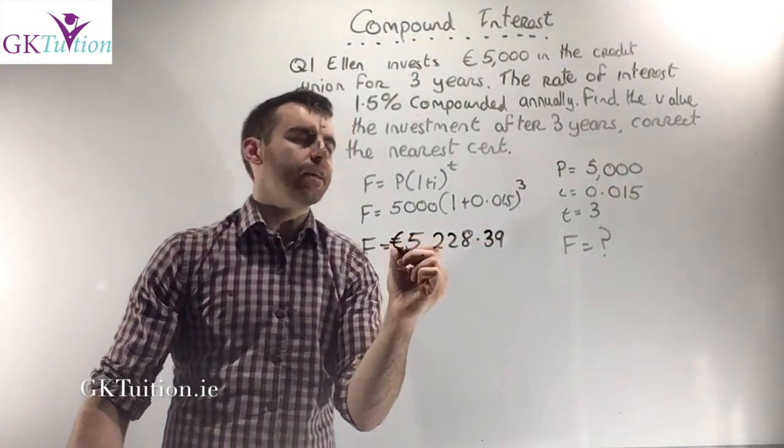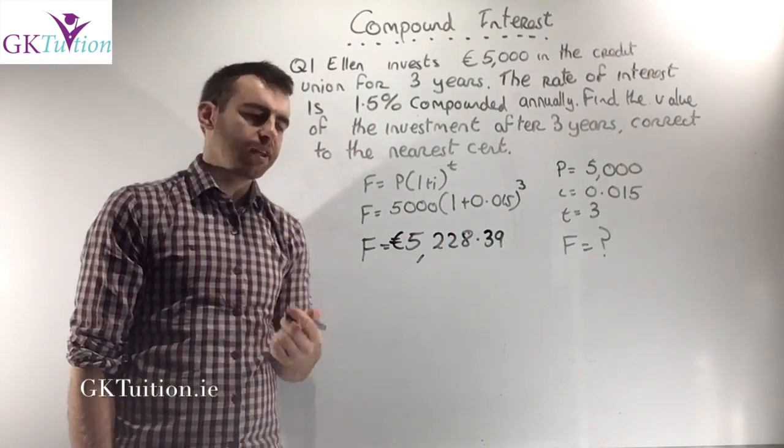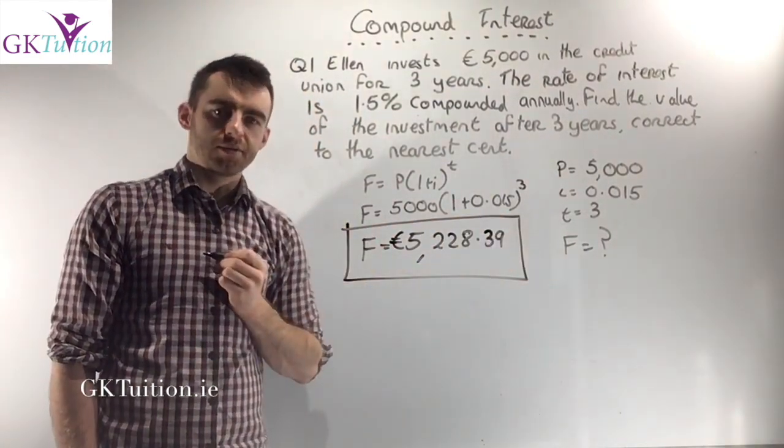€5,228.39. If you invested €5,000 in an account for 3 years, earning 1.5% interest, after 3 years, you would have this much money in your account.